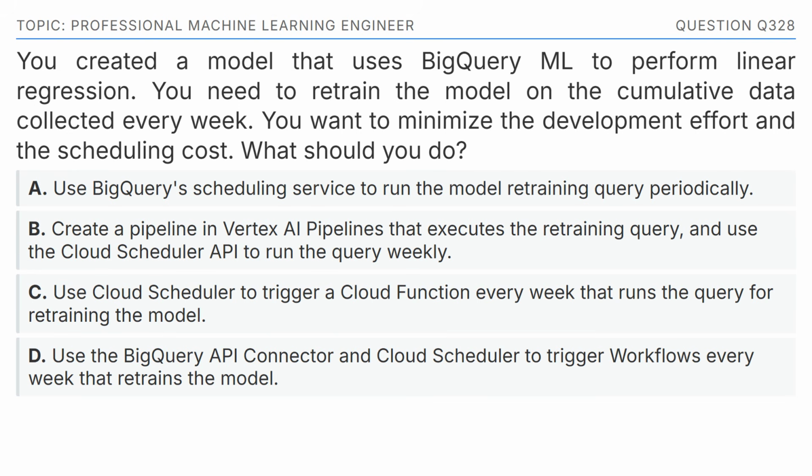Option B, create a pipeline in Vertex AI pipelines that executes the retraining query, and use the Cloud Scheduler API to run the query weekly. Option C. Use Cloud Scheduler to trigger a cloud function every week that runs the query for retraining the model. Option D. Use the BigQuery API connector and Cloud Scheduler to trigger workflows every week that retrains the model.